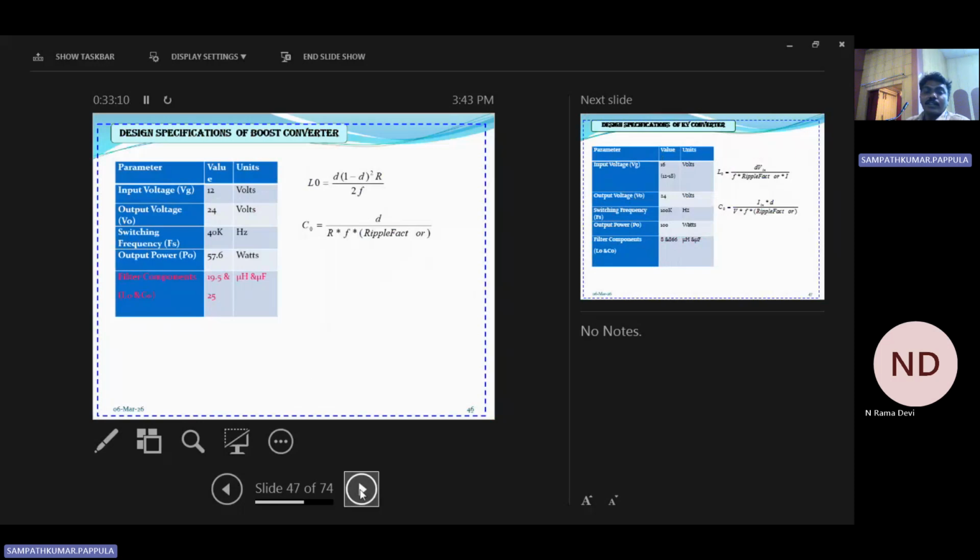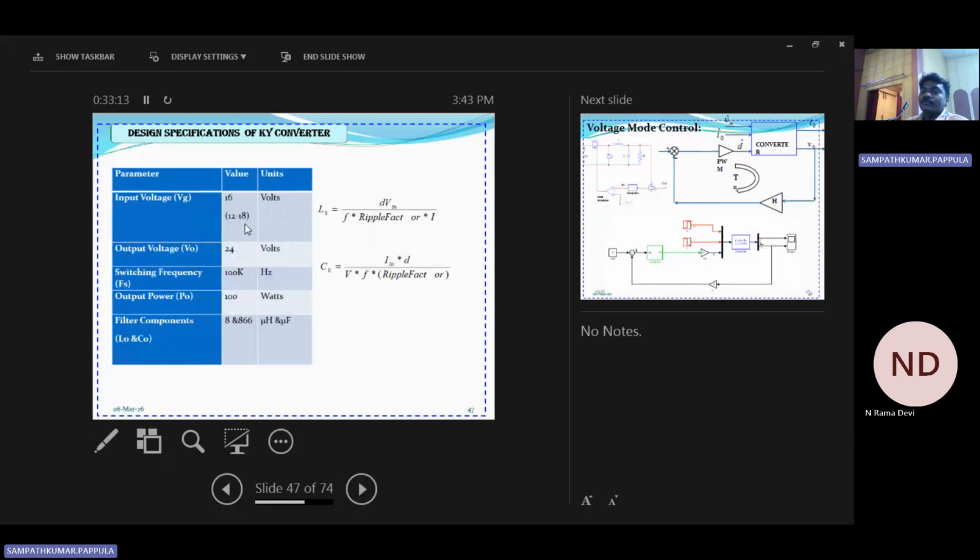Okay. So for the KY converter, they are taking the input voltage in the range 12 to 18, considering approximately 16 volts. Output they require 24 volts. Switching frequency 100 kilohertz. Output power they require 100 watts. Based upon that, by using these formulas, they calculate the system parameters.